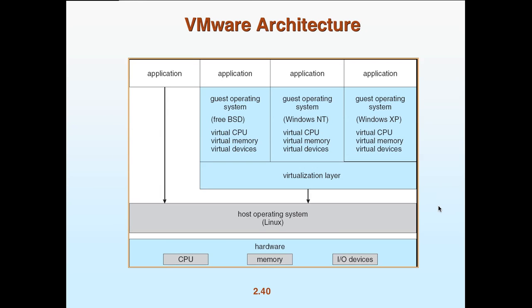Here's VMware, another popular virtual machine outside of Parallels. In fact, VMware is probably more popular as a company; they've been around longer. With the CPU, the memory, the I/O devices, the hardware down here, the host operating system could be your Windows, your Linux, your Mac. Then your virtualization layer, your VMware, and then your programs, which here are 3 different operating systems running on top of the virtualization layer.